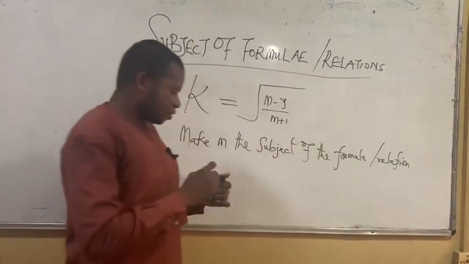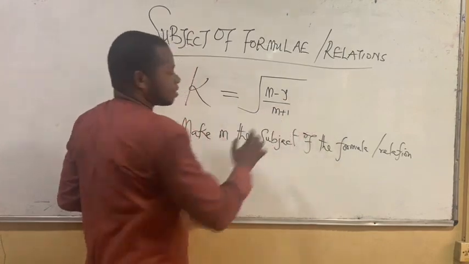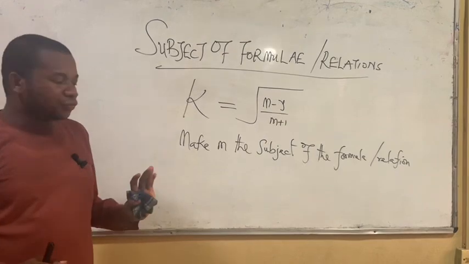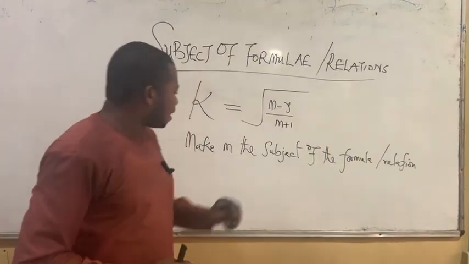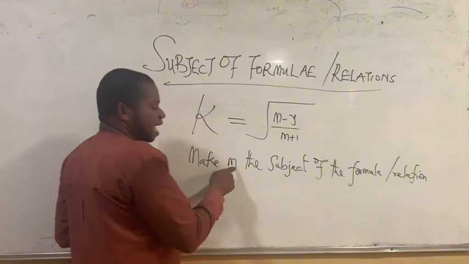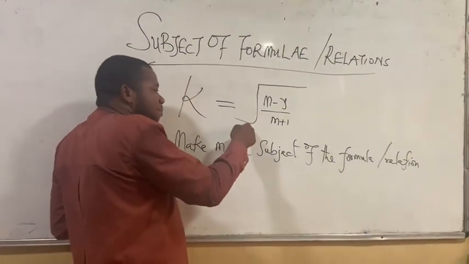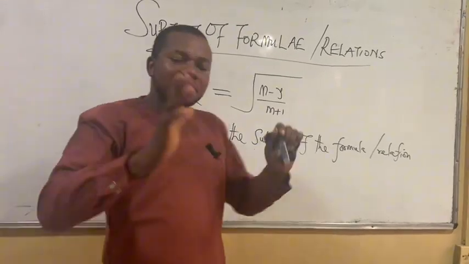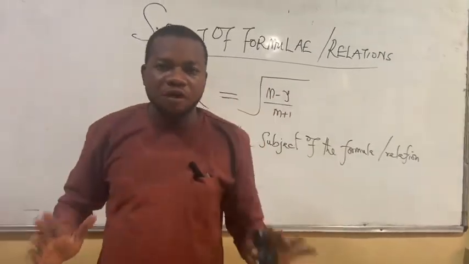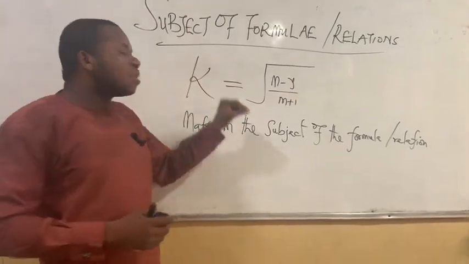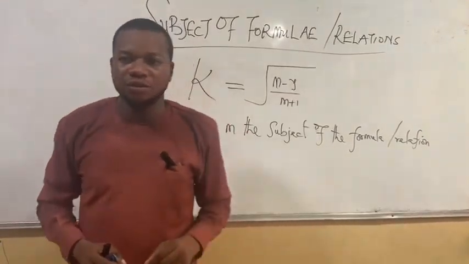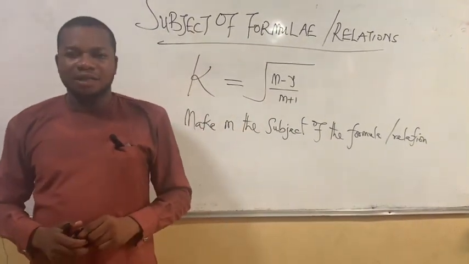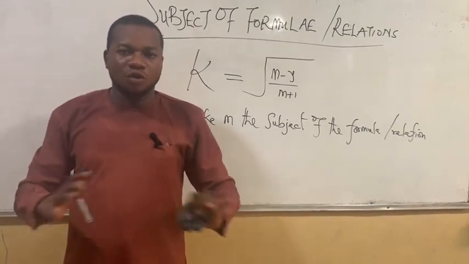Okay, now look at this. This is a recognized formula, well known. But from this formula now, we are saying deduce this m such that m is now taking the position of k. That's what it means. When you are asked to make a particular letter the subject of formula, what it means is that you should make that letter stand alone relative to the initial formula. That is what we mean by subject of formula.